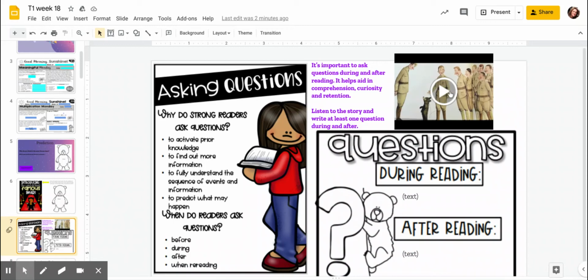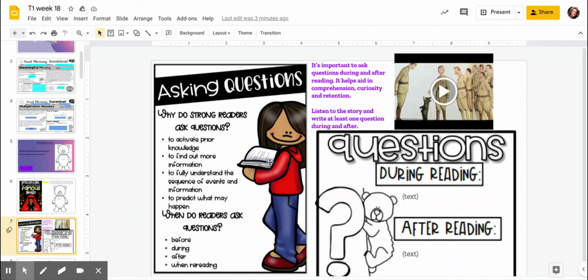The next slide, you're going to listen to our book for the week, which is here in the top right-hand corner. And you're going to write down at least 2 questions. One while you were listening to the book, so during reading, and one after reading. So have a piece of paper or something handy. That way, while you're listening to the story, when a question pops in your head, you can write it down. Remember how questions start: who, what, when, where, why, how. Think about those words when you're trying to formulate a question. And remember that your question ends with a question mark.